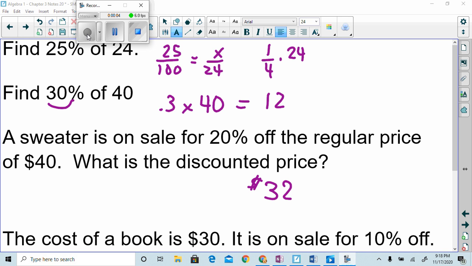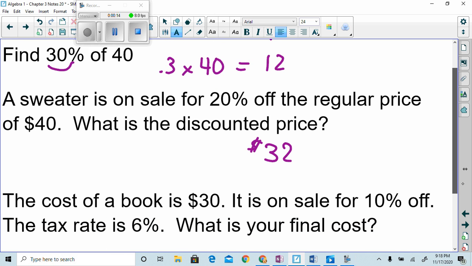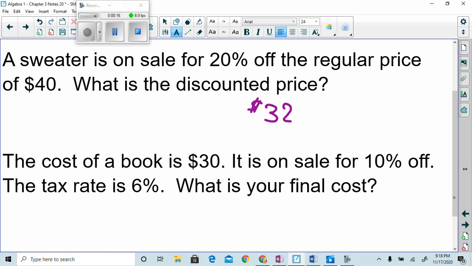We left off yesterday at our word problems involving percent, and with your help we answered these first couple. So let's finish these up. The cost of a book is $30. It's on sale for 10% off, and the tax rate is 6%. What is your final cost?